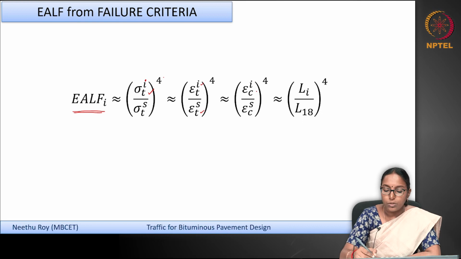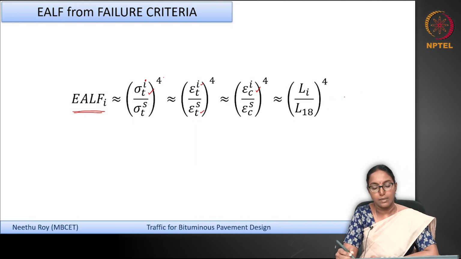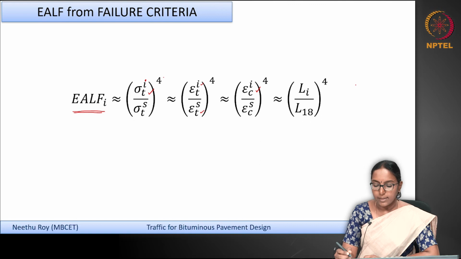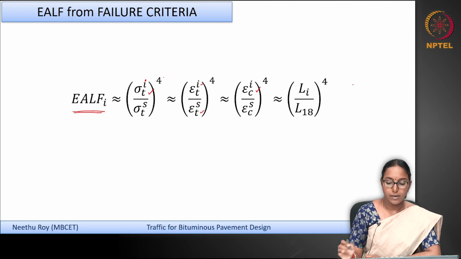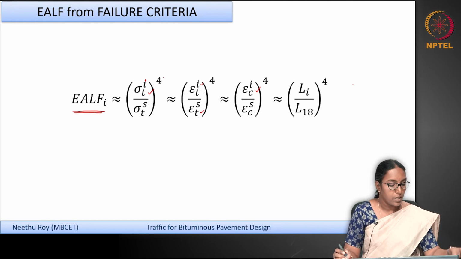which is approximately equal to the compressive strain of the ith axle or the axle in question by the compressive strain of the standard axle raised to 4, which can be approximately equal to the load of the ith axle or the axle in question divided by the load of the 18 kilopounds or the 80 kilonewton axle load raised to 4. So this is a fourth power relation which is used to convert the axle load in question to a standard axle of 18 kilopounds or 80 kilonewton.